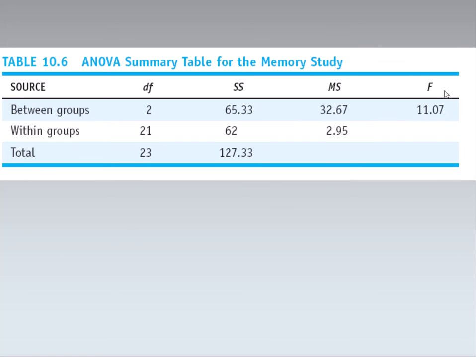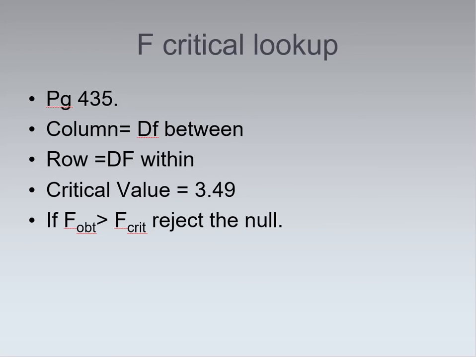So now that we have our F obtained right here, we need to do a critical lookup. In our book, it's going to be page 435. If you don't have a book, find an F table, and you need to know our degrees of freedom between, which from before was 2, and our degrees of freedom within, which will tell us the row, which was 21. We look this up, we end up with a critical value of 3.49.